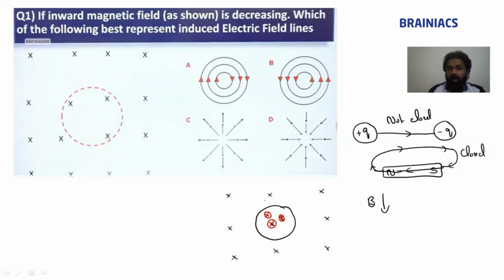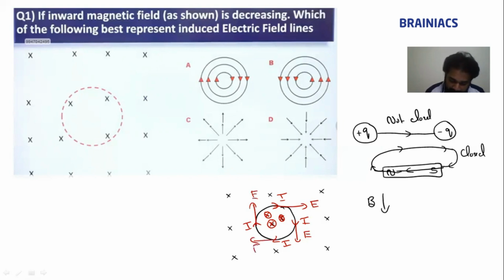So in order to have it into the paper, we will have the current in the clockwise direction. So this is going to be the direction of induced current. Now, while studying the theory, we have studied that whichever way the direction of current is, that is the direction of electric field. This E is what? Electric field. So in this case, we are having a clockwise electric field. But these are closed ones.